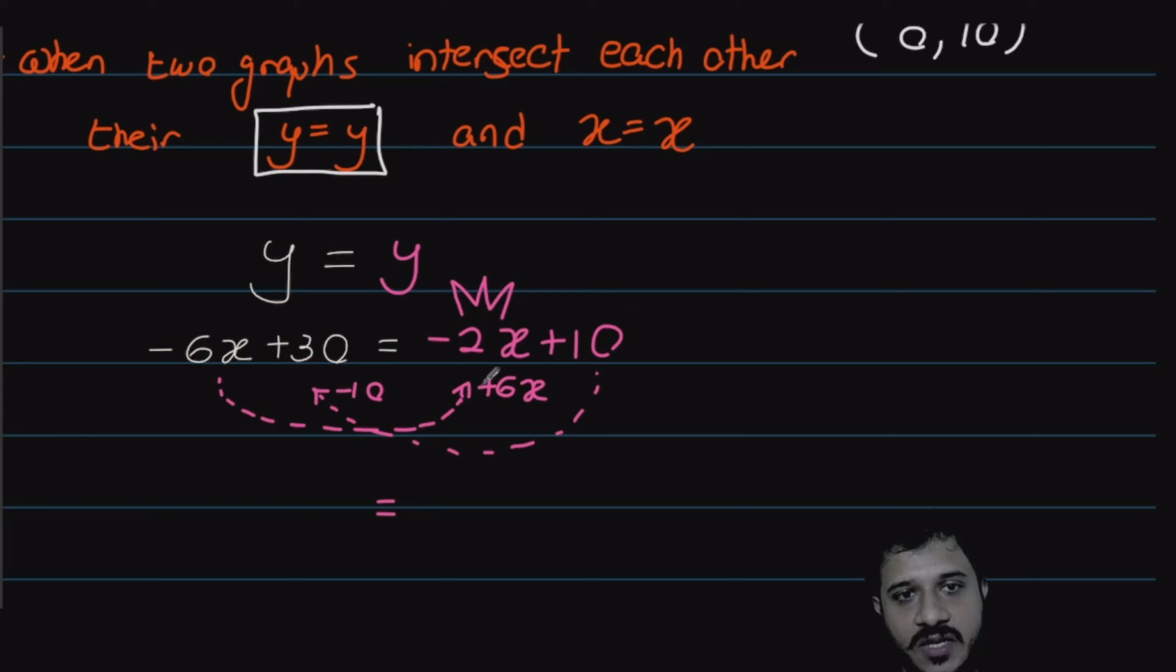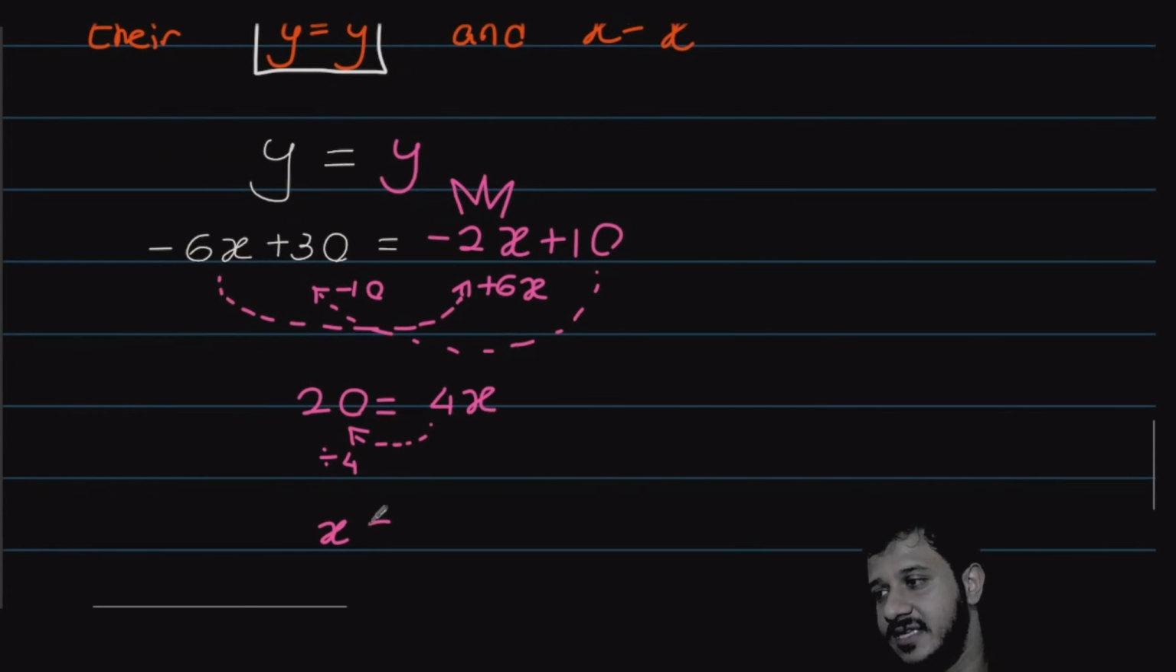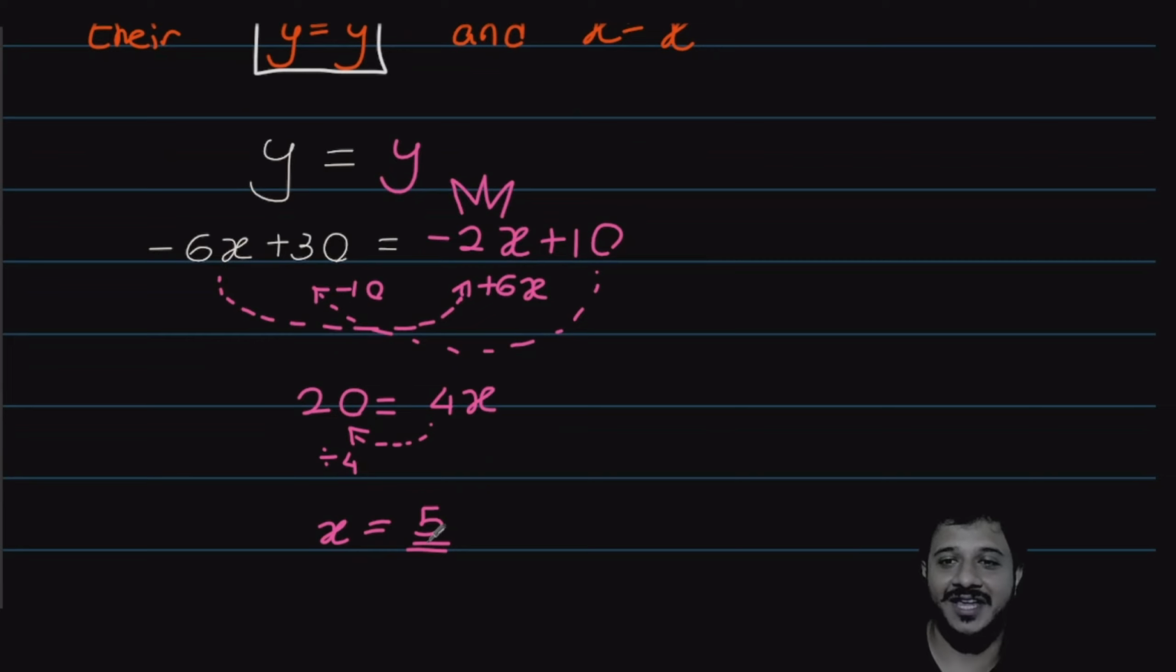So negative 2x and a positive 6x, how much is that? Positive 4x. 30 minus 10, that's 20. 4x means 4 times x, right? That times by 4 will go to the other side as a divide by 4. And that will give me x is equal to what? 20 divided by 4, which is 5. Look, we got the x value. Now we have to find out the y value.